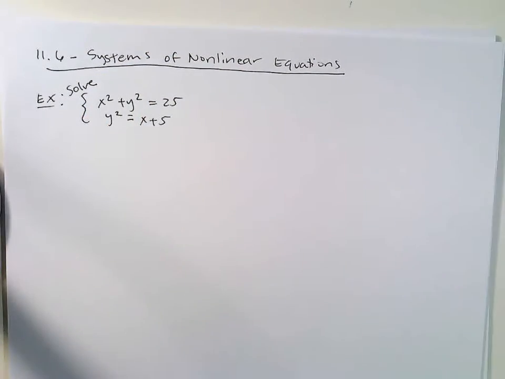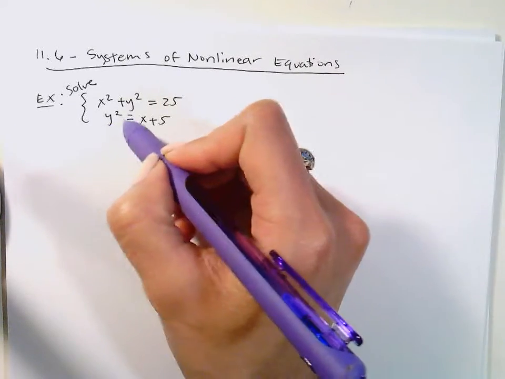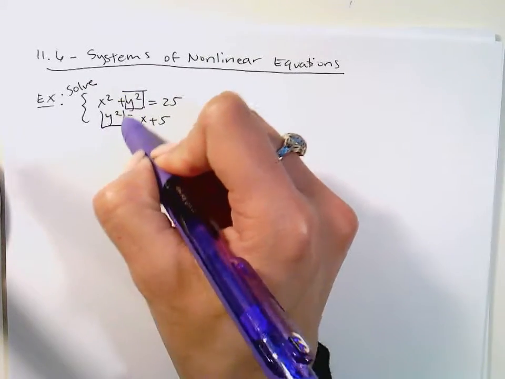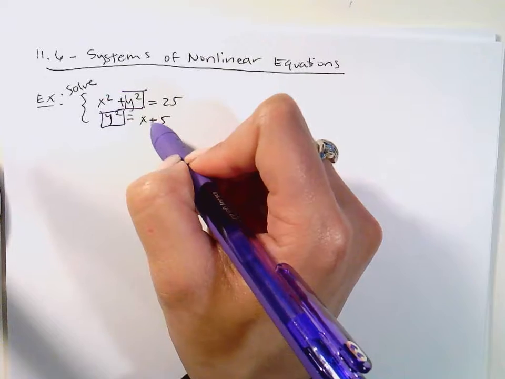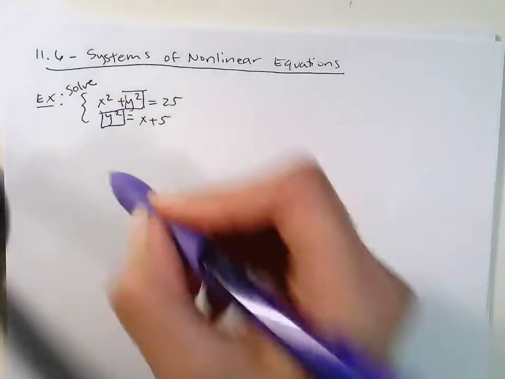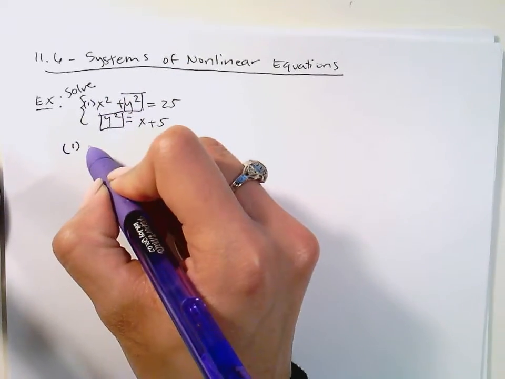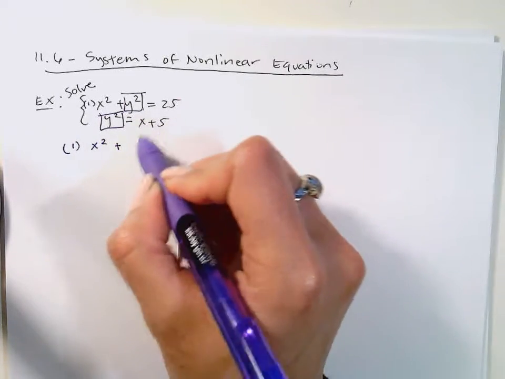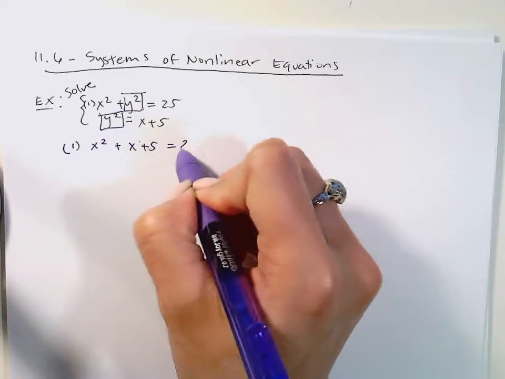In order to solve the system, we're going to use substitution. So I have y squared equals x plus 5, and I have a y squared in the first equation. So I'm going to take the x plus 5 and plug it into the y squared in the first equation. So again, I'm going to take that second equation and plug it into the first. So we had x squared plus y squared originally. We said now that it's x plus 5, and this is equal to 25.